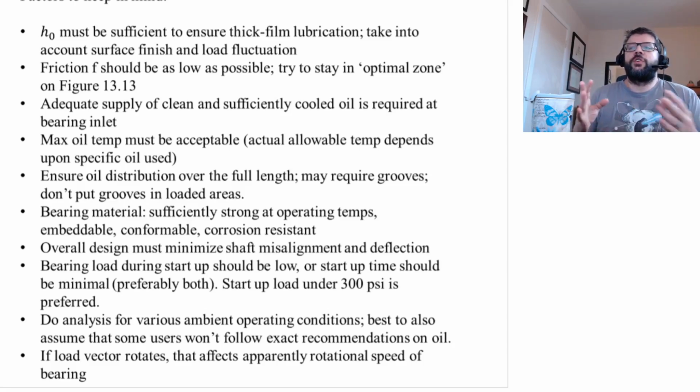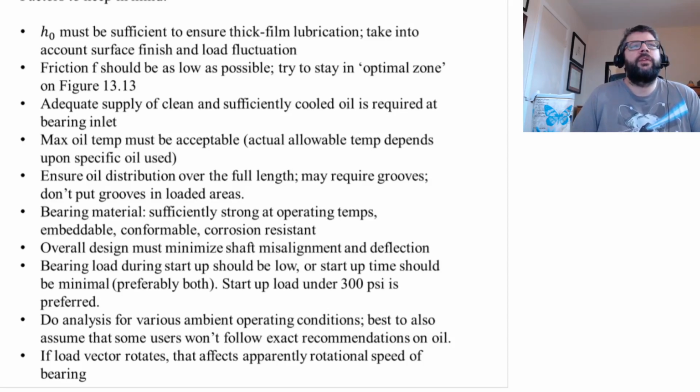You want to ensure that the oil gets distributed over the full length of the bearing. So oftentimes this is going to involve cutting grooves into the sleeve, and then the oil is supplied to those grooves. Now again, do not put the grooves in the loaded areas, because having a groove in the loaded area will greatly decrease the load carrying capacity of your bearing and may inadvertently result in a lot of metal on metal contact and grinding, and things go bad.